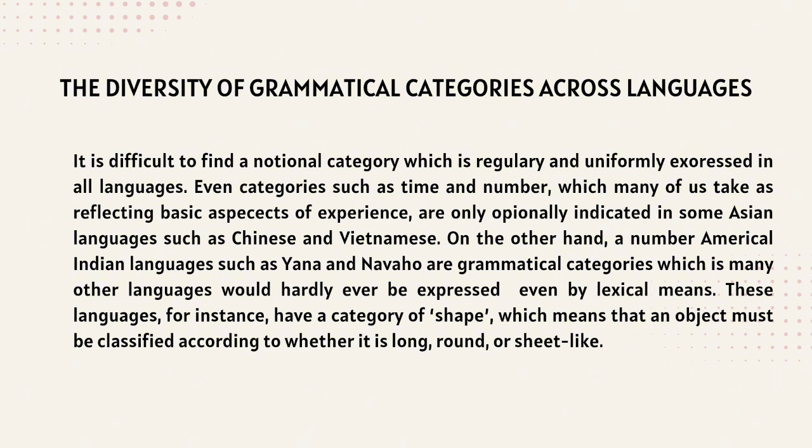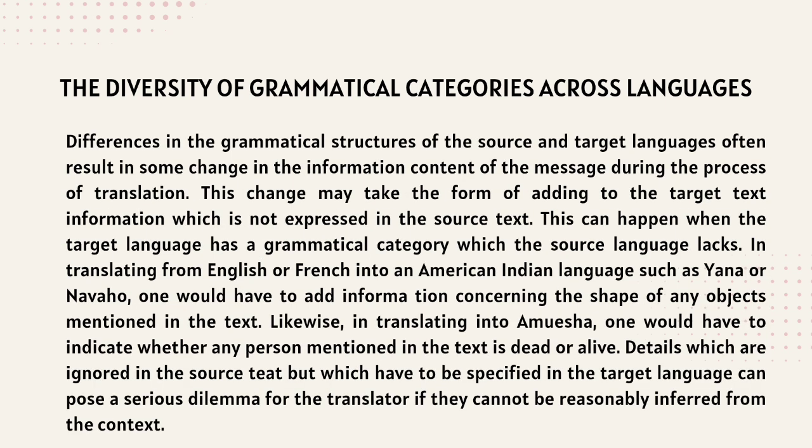These languages, for instance, have a category of shape, which means that an object must be classified according to whether it is long, round, or seed-like. This is the diversity of grammatical categories across languages.